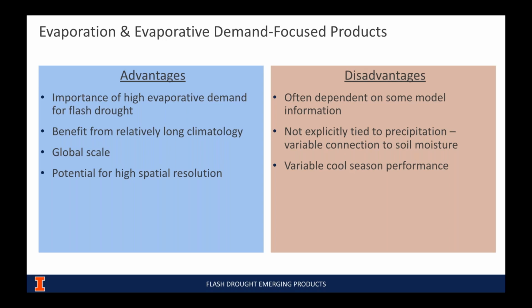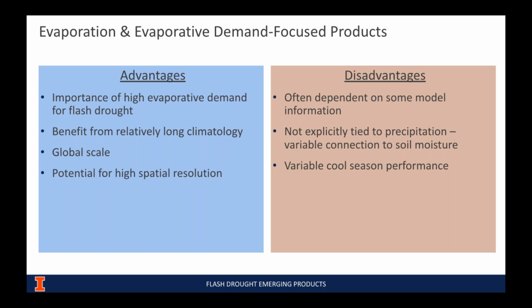Some of the disadvantages: models are really important for this data set, but of course, when we depend on models, all models are wrong, some are useful, and so the dependency on model information can create issues in certain situations. Evaporative demand, as I mentioned, is really important for flash drought, but it is not explicitly tied to precipitation, and it has a variable connection to soil moisture. Depending on the climate that you're in, if you see changes in evaporative demand or evaporation, they could inherently be tied to soil moisture. And in some climates, especially very humid climates, that may not necessarily be the case.